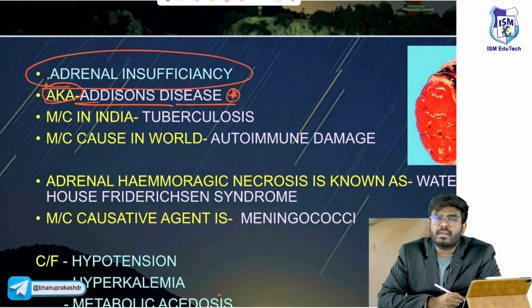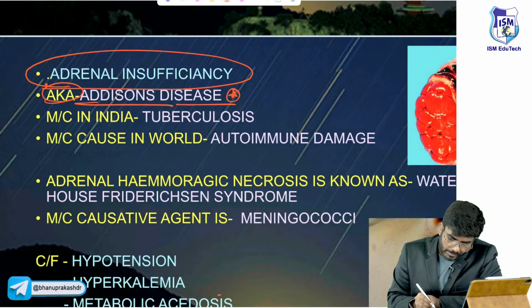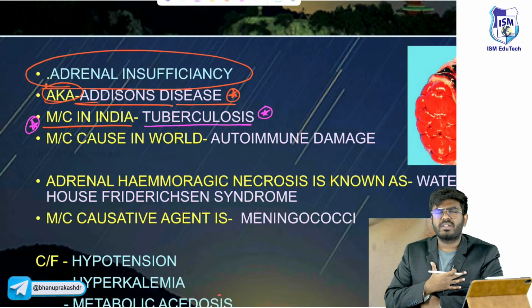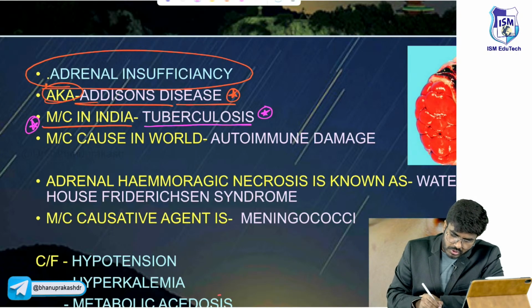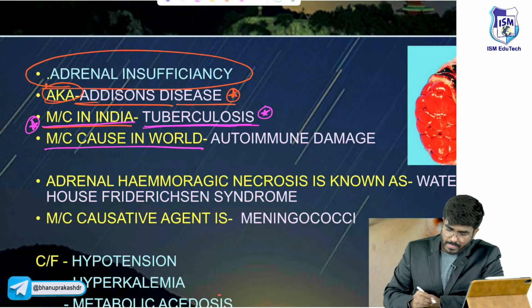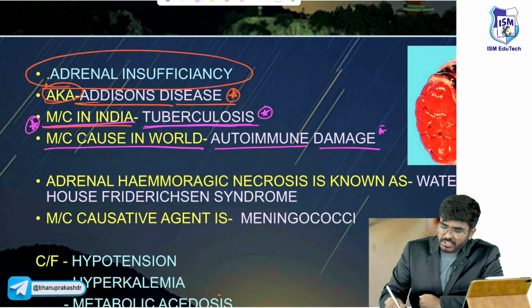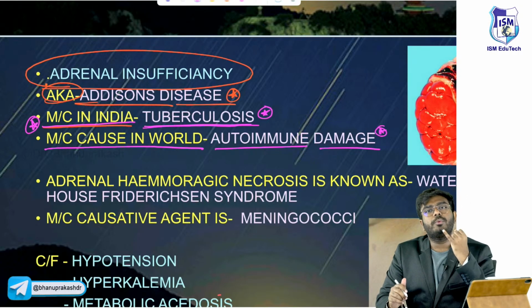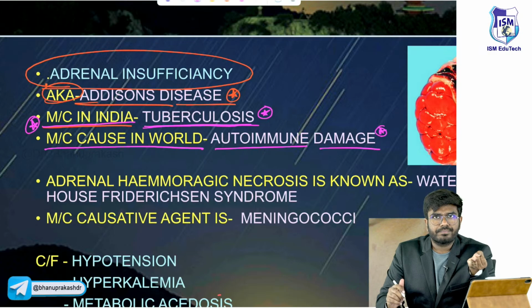Why is the adrenal gland getting damaged? The most common cause of damage to this gland is tuberculosis. Yes, it affects the lungs, but not just the lungs, also the adrenal glands. Adrenal TB. And what's the most common cause in the world? Autoimmune destruction of the adrenal gland. Autoantibodies came and destroyed the adrenal gland. So autoimmune destruction or adrenal TB.